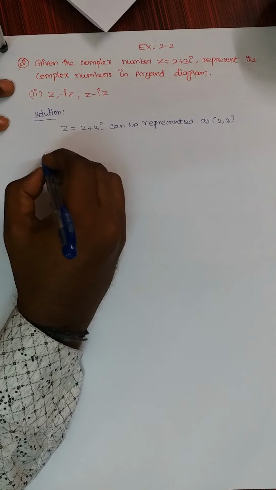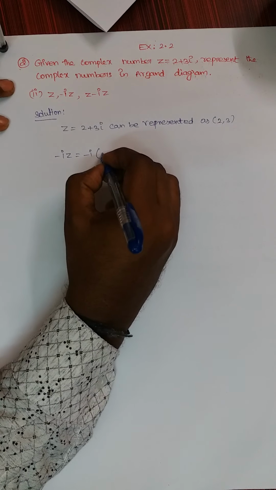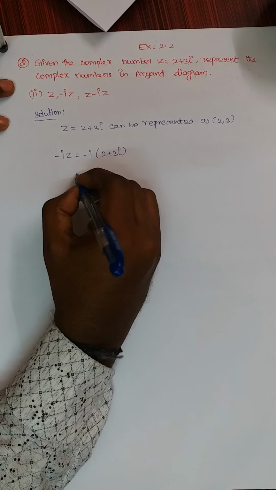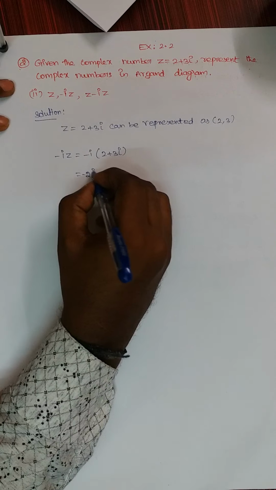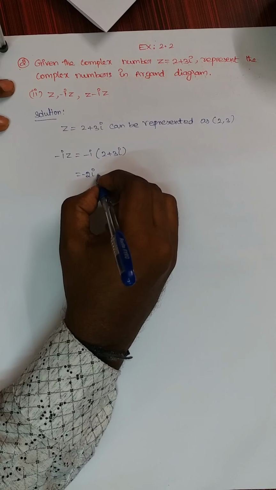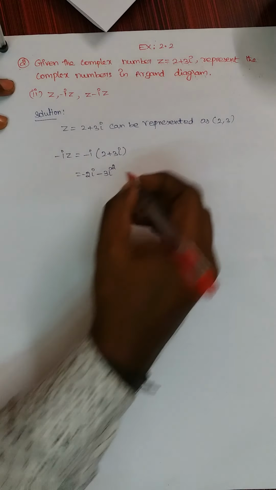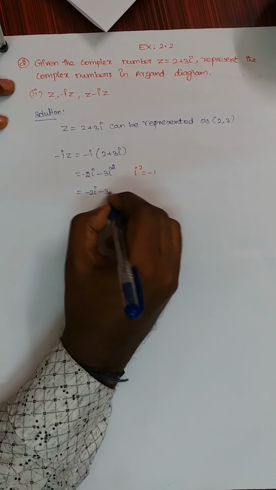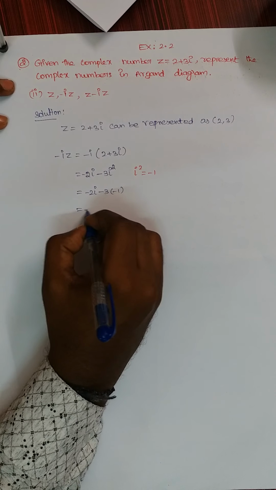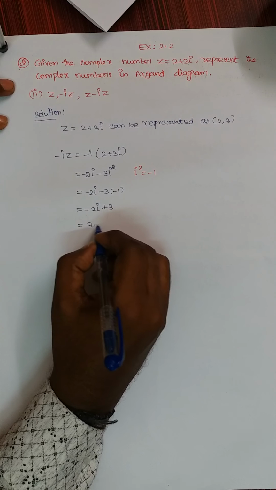The next one, minus iz. So minus of i into the z value, 2 plus 3i. Now I am going to multiply this minus i inside. So minus 2i minus 3i square. Already we know that i square value is equal to what? i square is equal to minus 1. Now I am going to substitute here. So minus 2i minus 3 into minus 1. So what will you get? Minus 2i, and minus into minus, plus 3. So we can write 3 minus 2i.